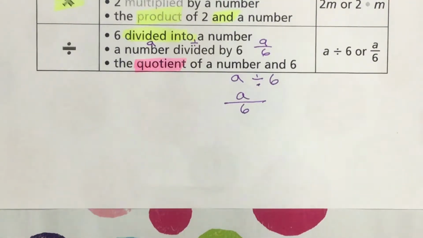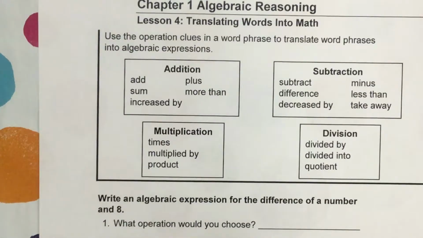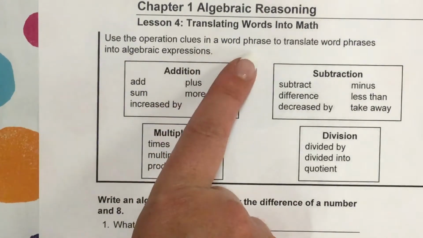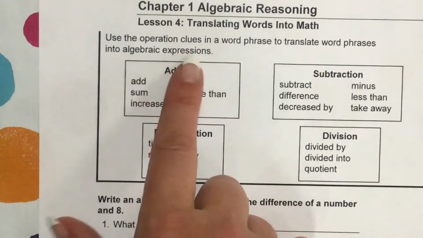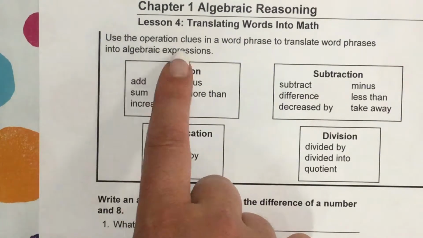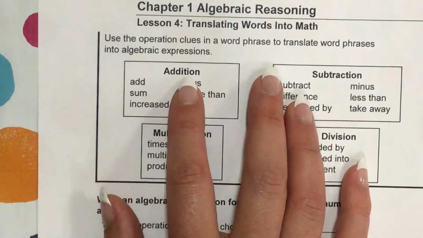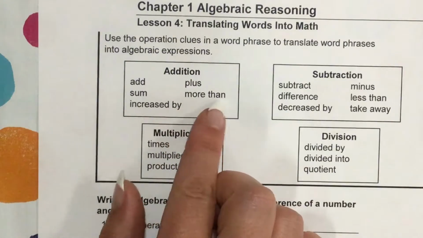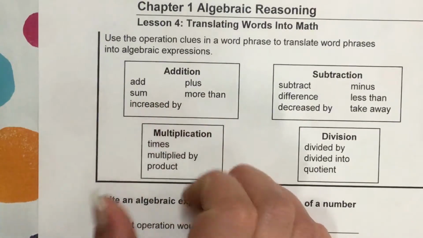Okay, so let's move into some different key words. So we said a lot of these keywords. What you want to do with lesson 4 is use operation clues in a word phrase to translate word phrases into algebraic expressions. Remember, algebraic expressions don't have an equal sign and use a combination of letters and numbers. So the keywords for addition: add, sum, increase by, plus, more than. Remember, this is plus and flip.